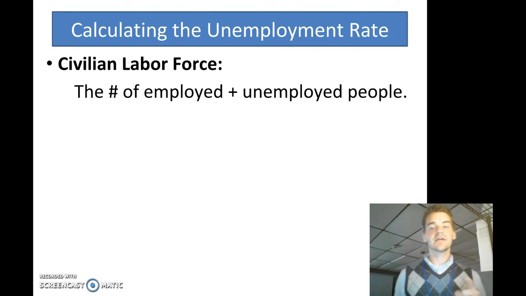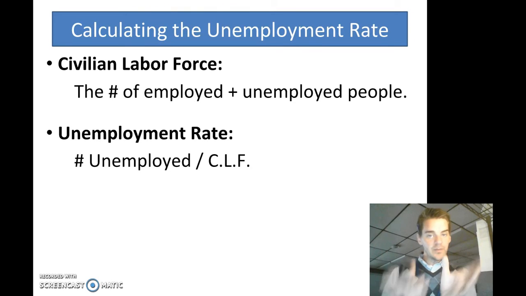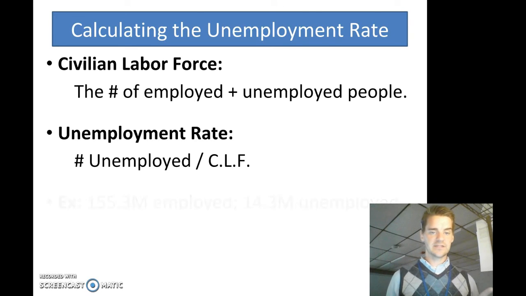And what you do to calculate the unemployment rate is you simply take the number of unemployed people, the people who don't have jobs, and you divide that by the total civilian labor force. That's confusing. So let me give you an example with some actual numbers that hopefully will make sense.